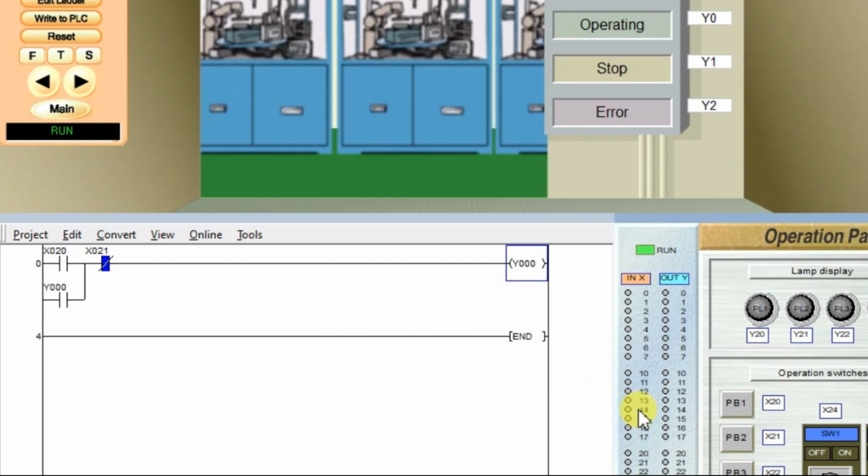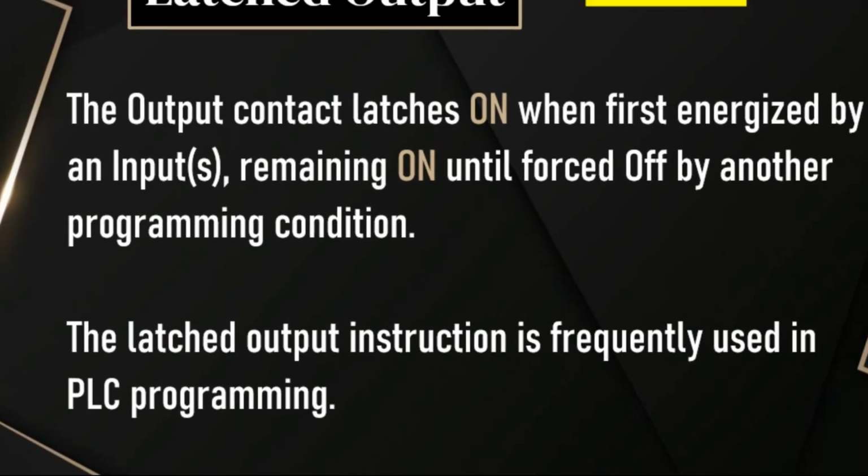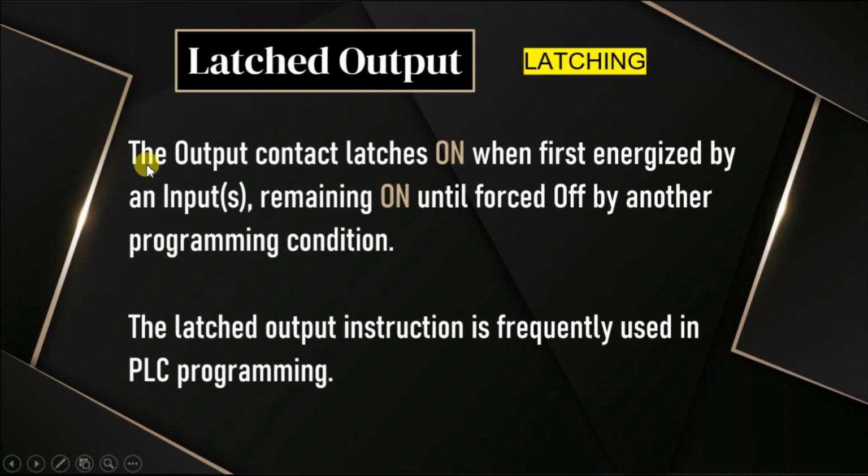We will see the simulation again. I am clicking on push button 1 and releasing. Input on, output on. This output state we are using here on the input side is a latch. This is holding the output in the on condition. If I press this and release, the output is off because the latch is released. This is a simple latching concept. This is also called latched output. The output contact latches on when first energized by an input, remaining on until forced off by another program condition.